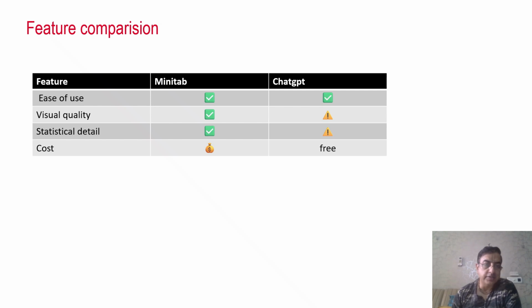And if I look at the cost, Minitab is expensive software compared to this version of ChatGPT, which is free right now. If I take ChatGPT's paid version, maybe I will have better visuals and outputs and more statistical details, but then the comparison remains with the cost. That is what we will have to figure out. But the simple AI tools available to us, ChatGPT, Copilot, and other tools in the market, which are free of cost right now for their initial versions, can do simple basic statistical analysis.